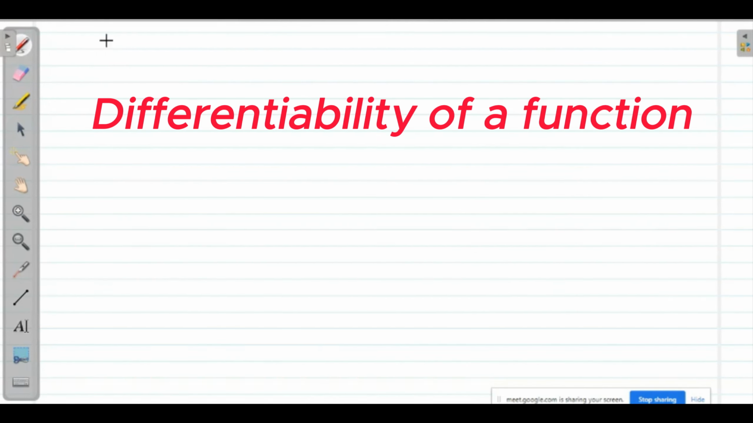Dear students, in the last lecture, we have finished limit and continuity of complex function. Now, let us begin our next topic. Your next topic is what? Differentiability of a complex function.